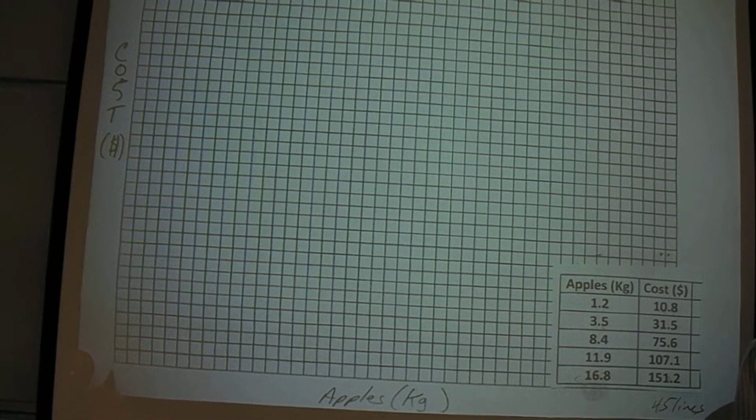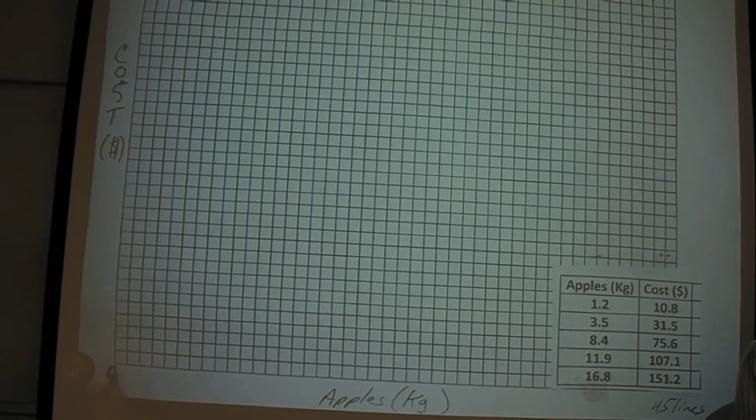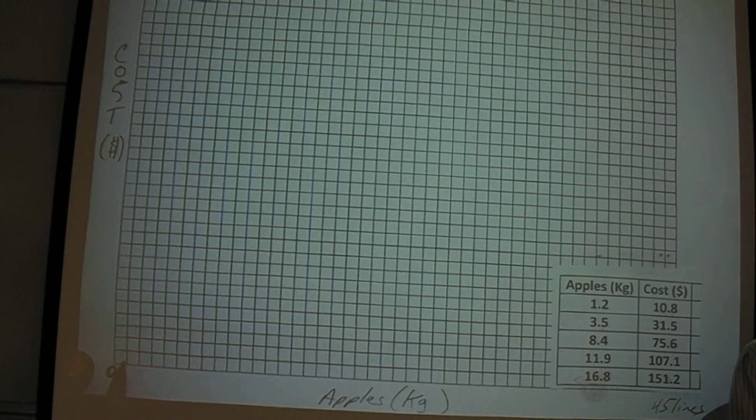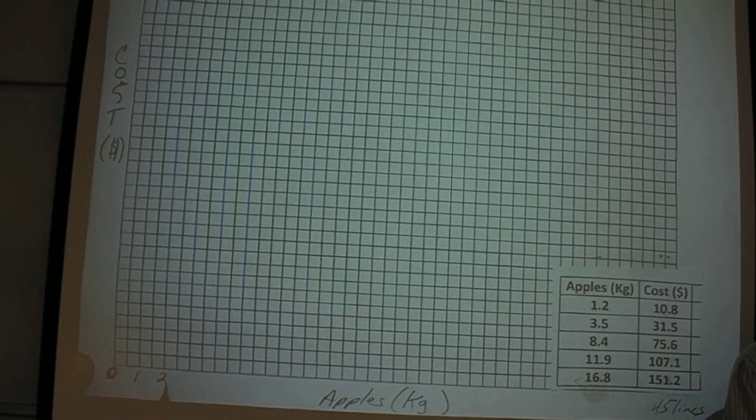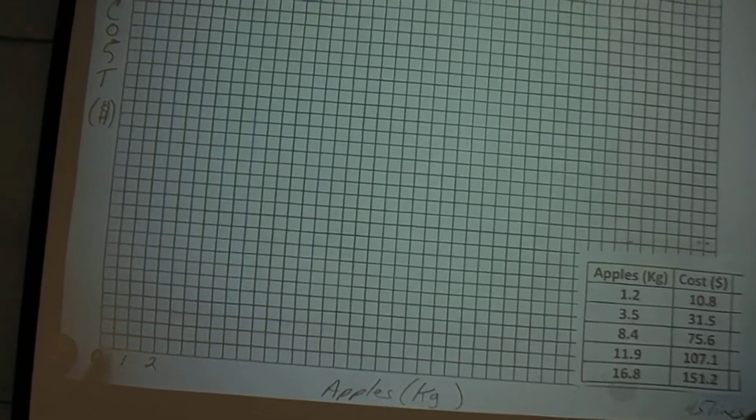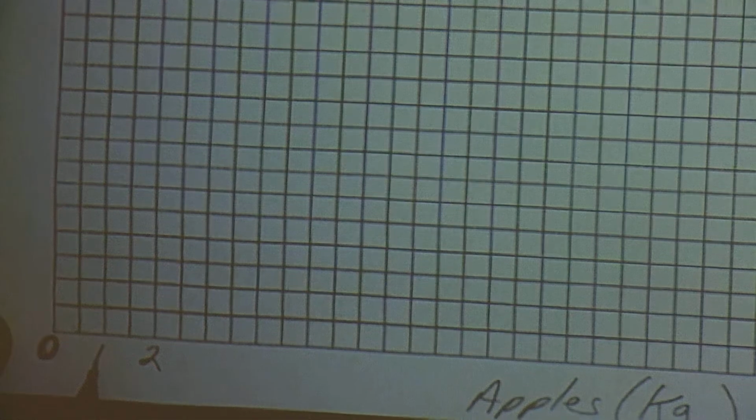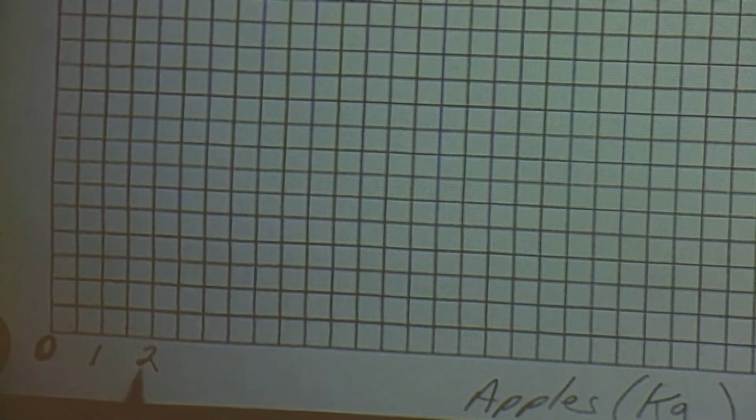I'm always going to start with 0 horizontally in the corner. And then I'm going to count 2 lines and put 1. Count 2 more lines and put 2. It's important that once you decide that 2 lines is equal to 1, that you always make sure that every 2 lines it adds 1 more to this number.